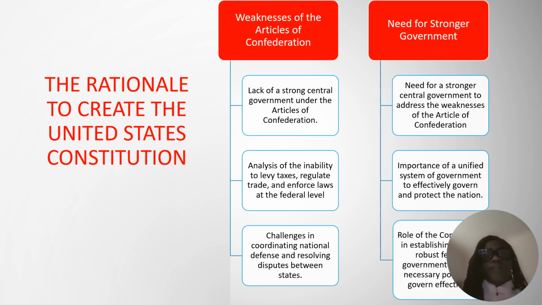The Articles of Confederation, the first governing document of the United States, had several weaknesses that highlighted the need for a stronger central government. These weaknesses include the inability to levy taxes, regulate trade, and enforce laws at the federal level, leading to challenges in coordinating national defense and resolving disputes between states. The need for a stronger central government became apparent as the weaknesses of the Articles became more pronounced. The Constitution addressed the shortcomings by establishing a more robust federal government with the necessary powers to govern effectively and protect the nation's interests.